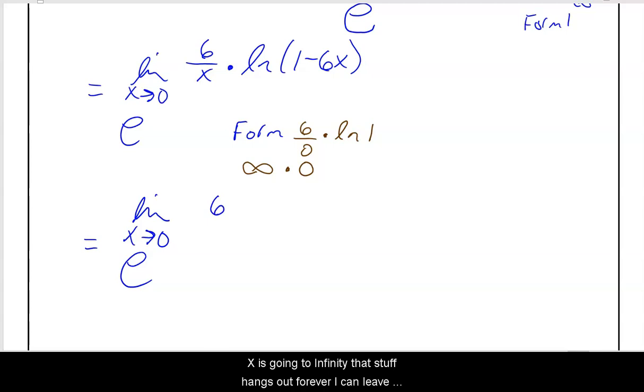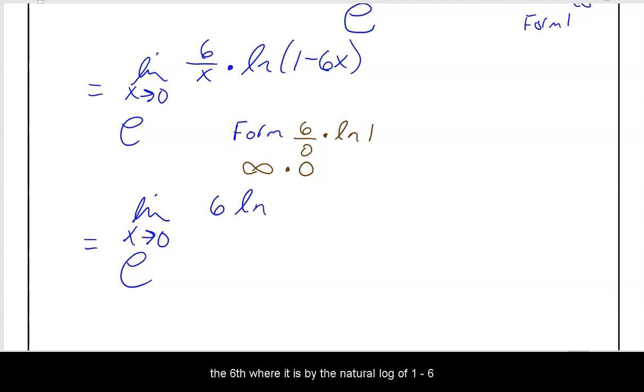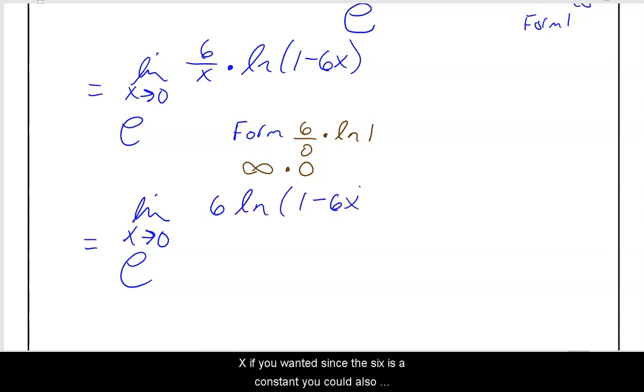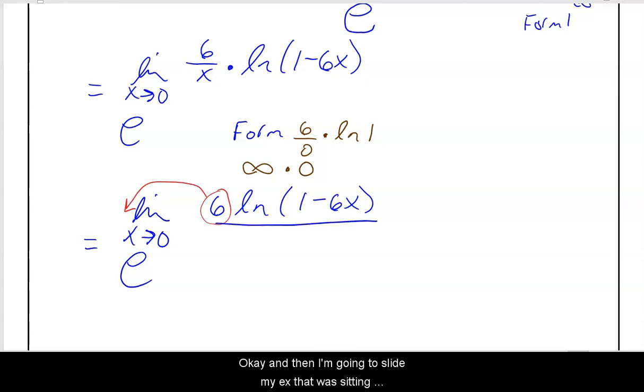I can leave the 6 where it is, multiply it by the natural log of 1 minus 6x. If you wanted, since the 6 is a constant, you could also pull it outside the limit. Just make sure you don't lose it. Okay, and then I'm going to slide my x that was sitting next to the natural log underneath the whole thing. Multiplying by 1 over x is the same as dividing by x.